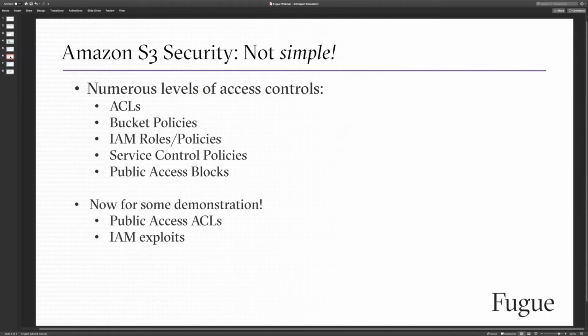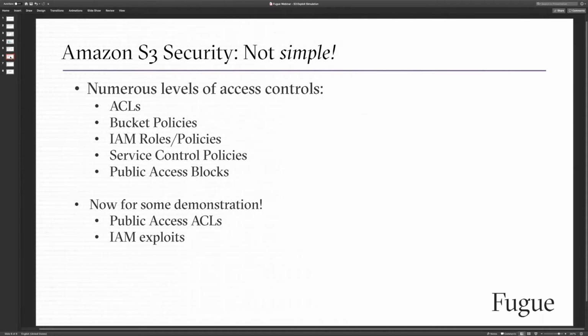Amazon Simple Storage Service, the security configuration is not simple. And again, there are good reasons for this. This is not me blaming Amazon. I'm a huge fan. I used to work at AWS. This is because S3 is really powerful and it has evolved over time.